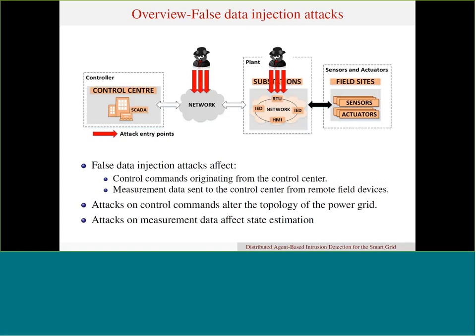and based on that makes decisions. Now, if these attacks are carried out simultaneously, while the control commands are disrupting the topology of the power grid, a measurement data false data injection attack could affect the feedback that the control center is getting. So it can, in a sense, mask what's actually going on within the network. I hope that makes sense. But that's where we're coming from when we're looking at false data injection attacks.